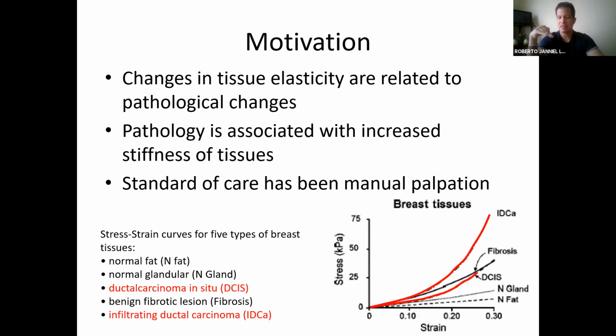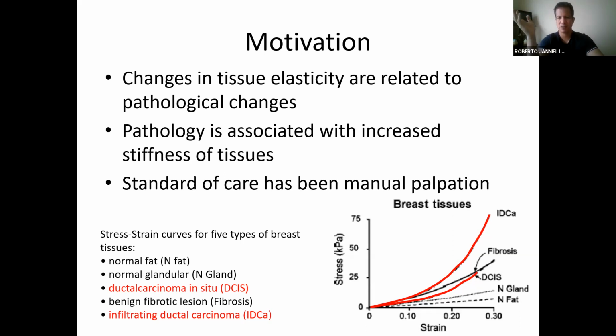And then you get to see the stress-strain curves for ductal carcinoma, for infiltrating ductal carcinoma, and also for benign fibrotic lesions even. You get to see that those are ramping up at a higher slope than normal tissues, right? So if you were to look at that spring constant, the slope of those curves, the malignant tissues would have a higher slope. So that's basically the idea behind all of this.